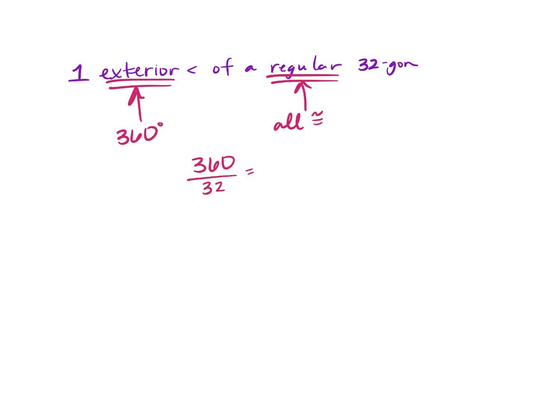Let me find my calculator here. 360 divided by 32 comes out to 11.25 degrees. So each exterior angle of a regular 32-gon would be 11.25 degrees. Okay, so that's one type of question.